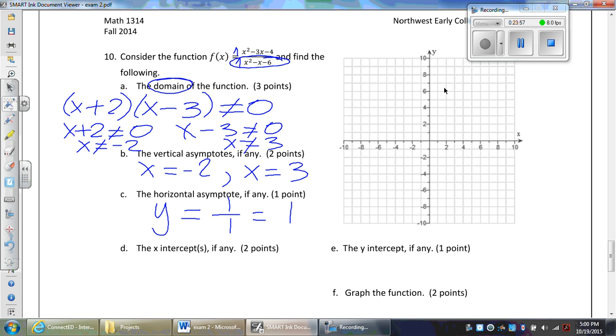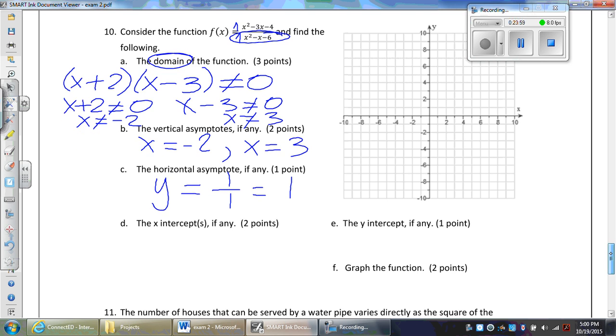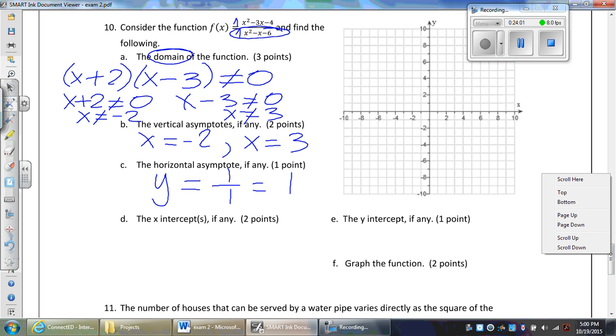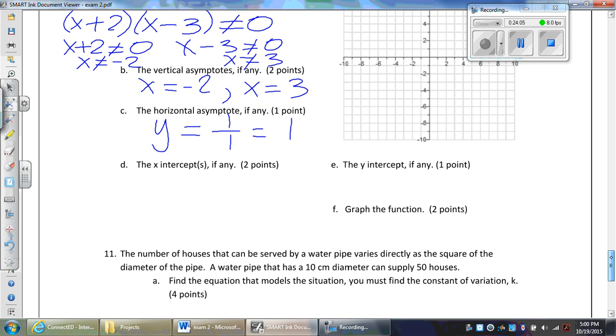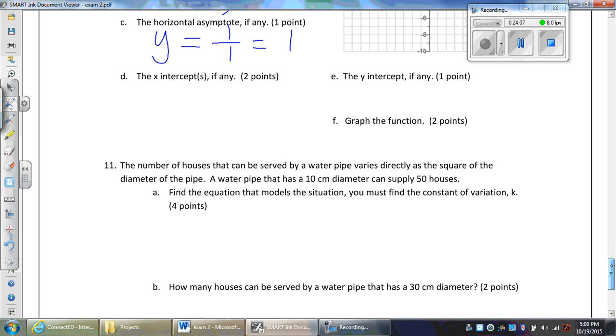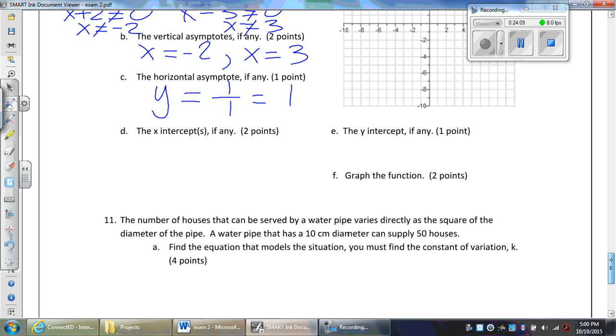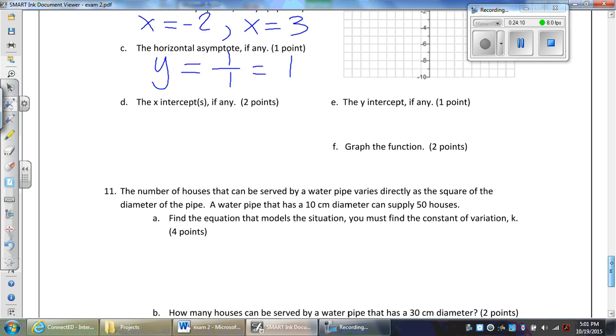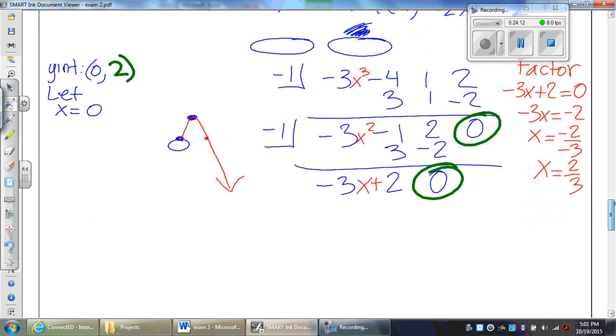Y-intercept, X-intercept. To be fair, I'm not going to make you guys graph it, like if you're in 8th period. 7. Second or 8th? 8? You don't have an 8. I mean 7. Second or 7th. I'm tired. Okay.